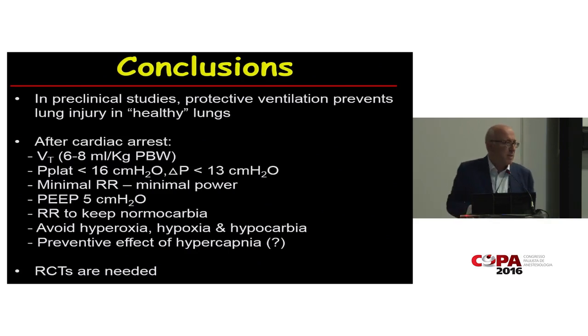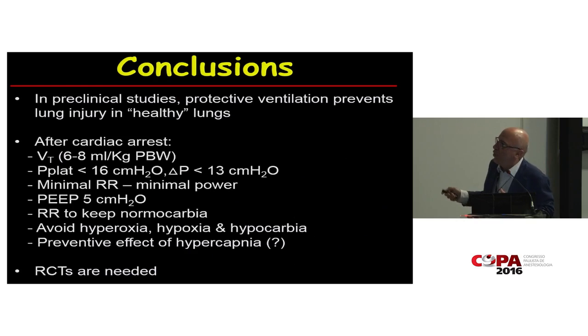A PEEP of 5 seems to be a good choice in these patients, not higher. And if you increase the PEEP, look at the driving pressure. Don't use a PEEP level at which driving pressure increases, especially also in non-injured lungs. Avoid hyperoxia, which means higher than 300 millimeters of mercury. I would say avoid higher than 150, but we have no clear data on that. For sure, avoid hypoxia, less than 60. Our data suggests also less than 100, so I think that a good limit is between 100 and 150.